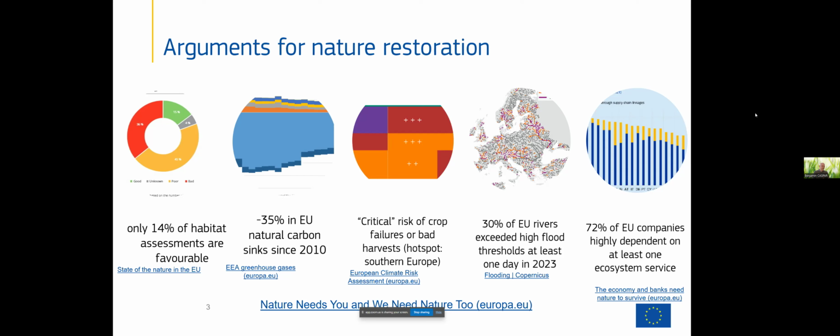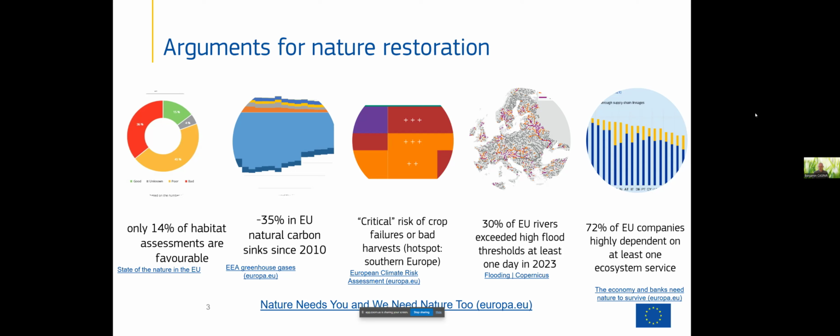Actually, nature is connected to our food system as well. And some people say the opposite, that restoring nature is a risk to our food system. It's completely the opposite. If you have good nature, you have good soils, you have good climate regulation, and it decreases the risk of crop failure.